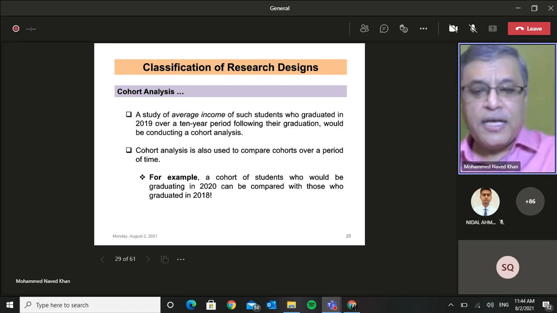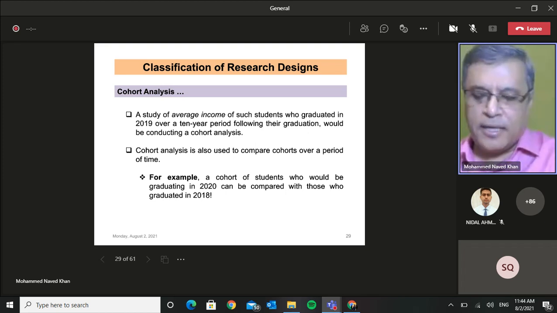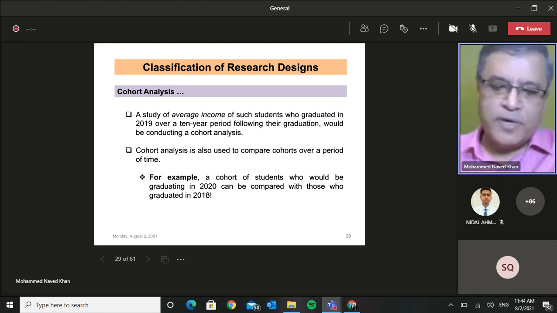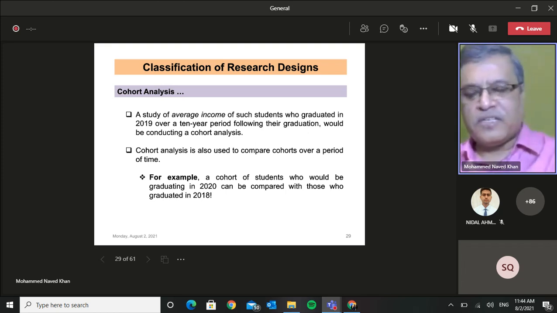Every year we may be approaching, for example, the cohorts, and this procedure may be adopted by us. So a cohort of students graduating in 2020, and we may attempt to compare this cohort with the previous cohort, or those who will be passing out later. If this methodology is adopted, we will refer to this as nothing but cohort analysis.